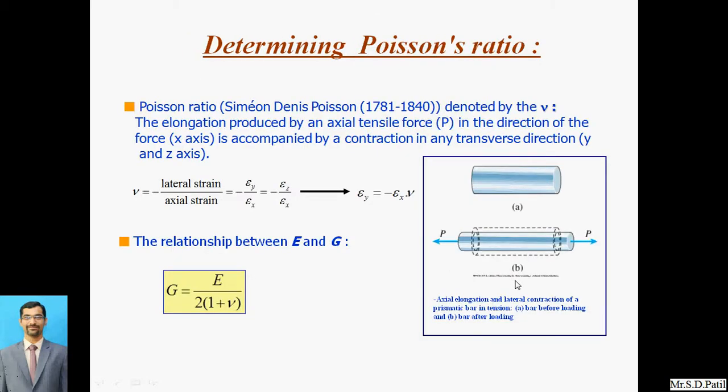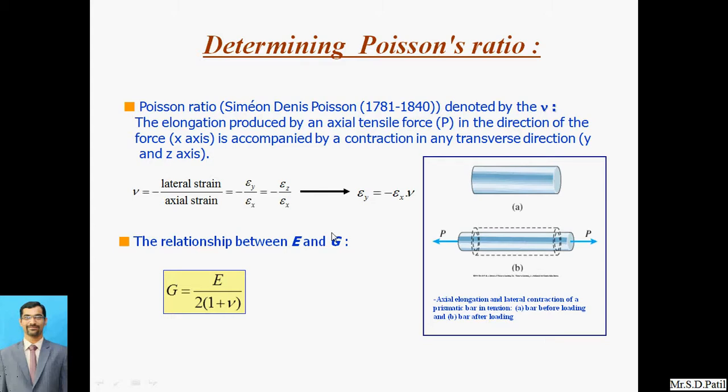Now determination of Poisson ratio. How has the Poisson ratio been calculated? That is by Denis Poisson. He denoted it by the symbol mu, and the elongation produced by the axial tensile force in the direction of the force, that is the x-axis, is accompanied by a contraction in any transverse direction. The transverse directions we are considering here are the y and z axes. Here we can see it, y and z axis.